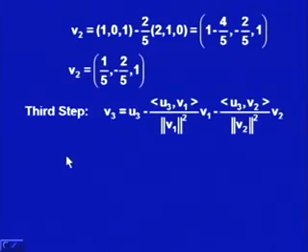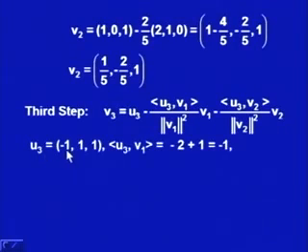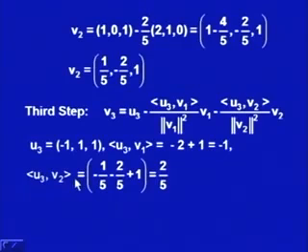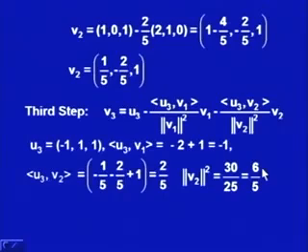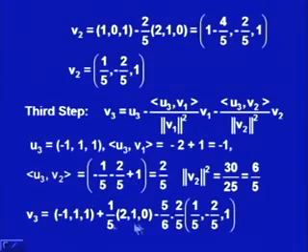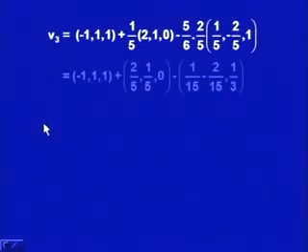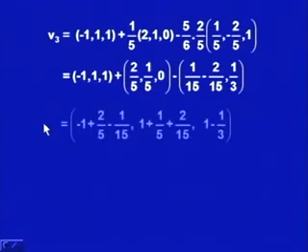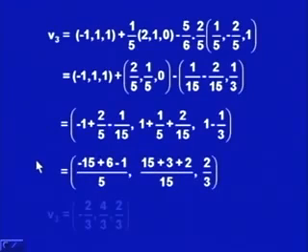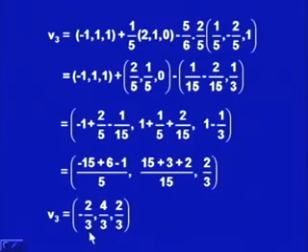We substitute the values, u3 as (-1, 1), the third vector from the given set. We compute the inner product of u3 and v1 as -1. We compute the inner product of u3 and v2, which comes out to be 2 by 5, and then v2 square is computed as 6 by 5. These values are substituted here, and what we get is the vector v3, which is finally obtained through a series of expressions. We finally arrive at v3 as (-2/3, 4/3, 2/3).